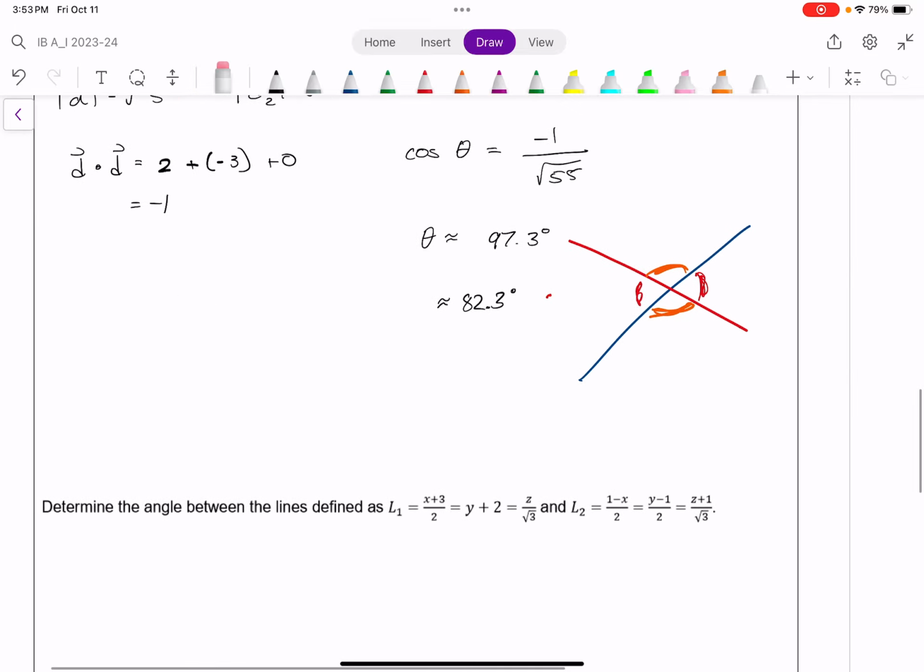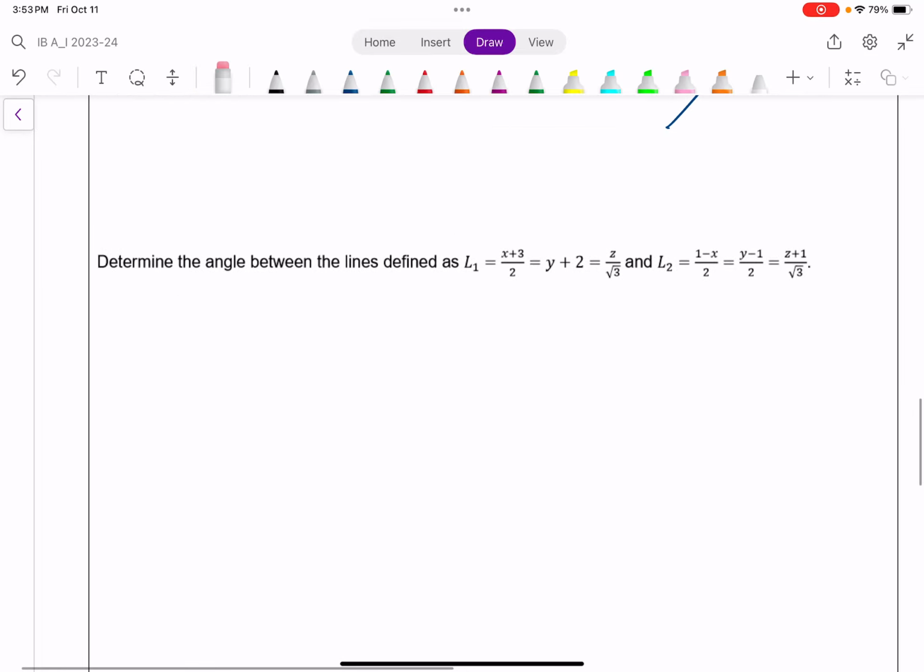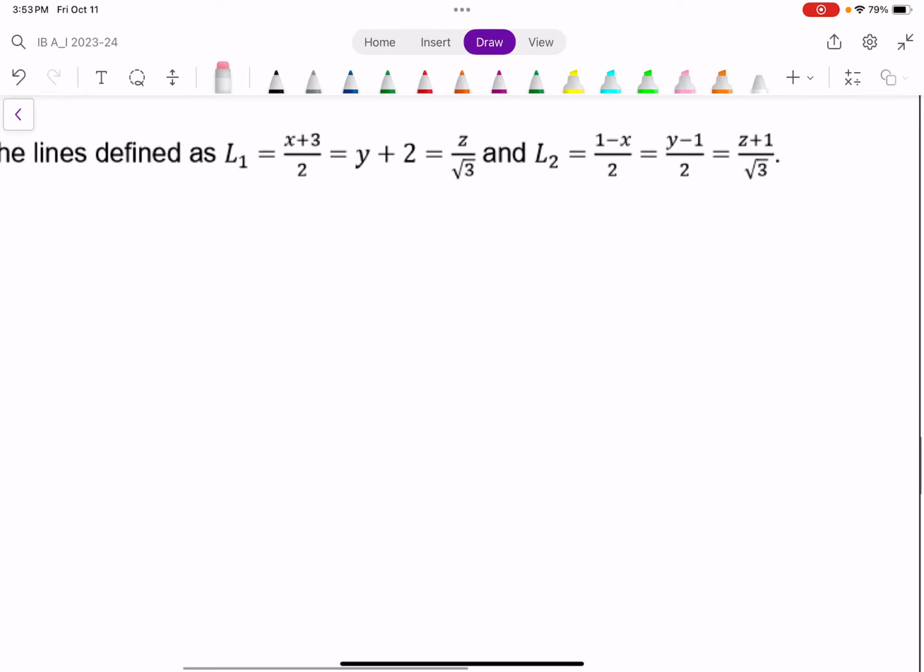All right, so the last question is essentially the same idea, but instead of being given the two lines as vector equations, they're given in Cartesian form, which, again, we don't need all the information here, but we want to first put these into vector form. And we looked at this in a previous lesson.